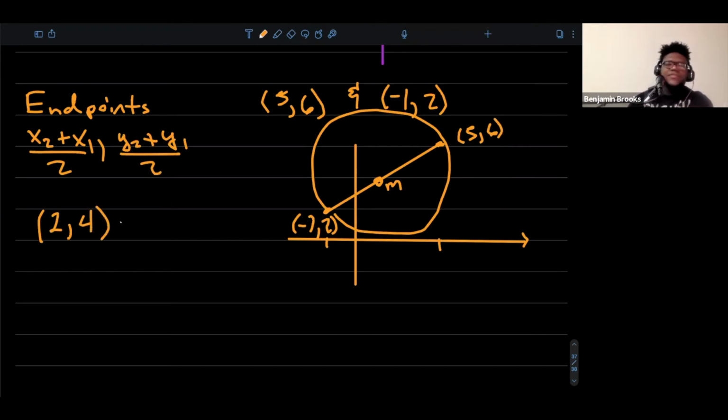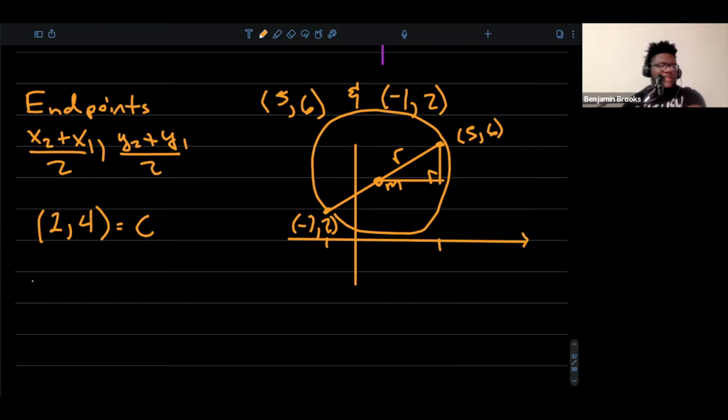Okay, so that would be my center. Now to find the radius, I'm going to use the distance formula. If you think about it, the radius is just going to be the distance between the midpoint and one of my endpoints.